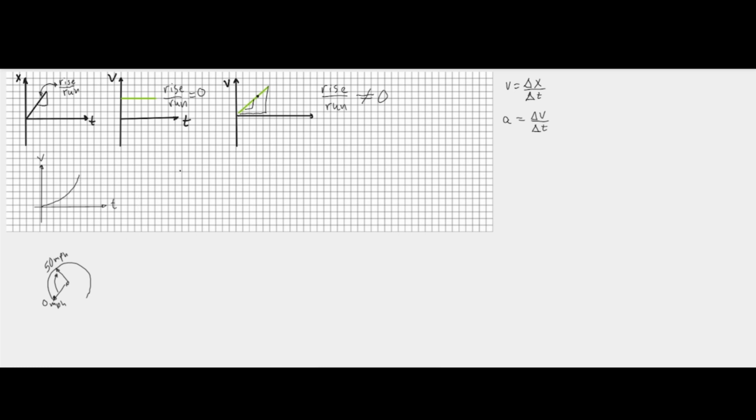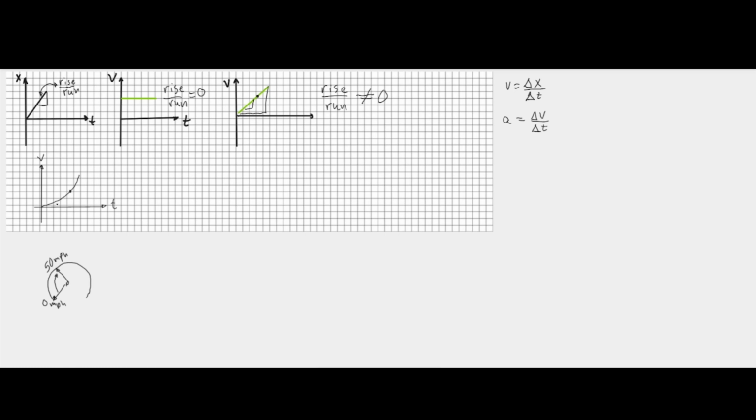Well, the same principle applies. At any point here, the slope of this point is equal to the acceleration. It's the change in velocity over the change in time. And we can draw something called a tangent line.